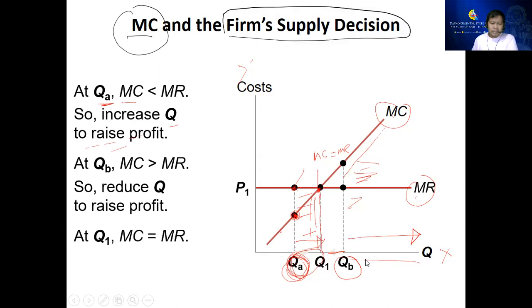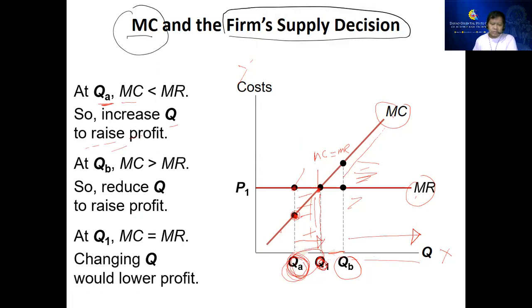And now at Q1, where MC equals MR. There is this portion, this quantity, where marginal cost equals marginal revenue.